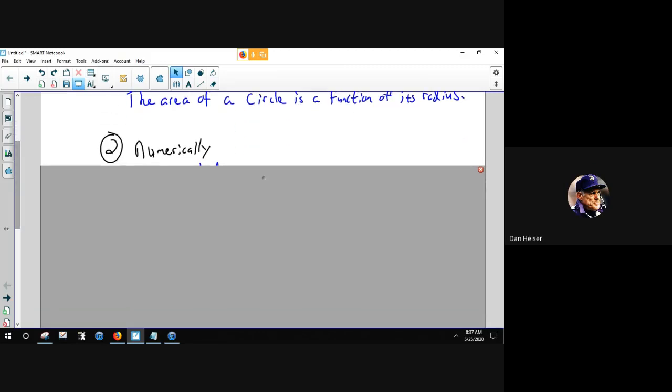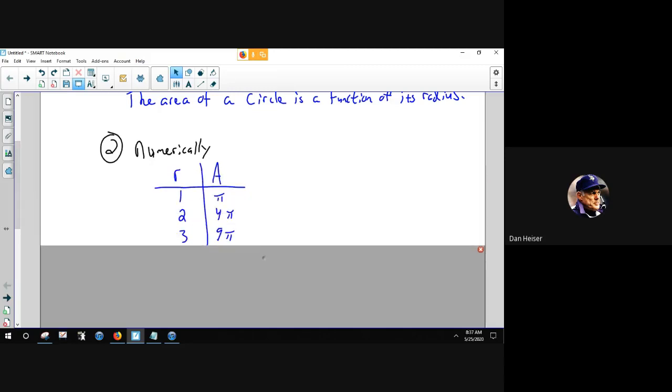So using the circle example from above, I can create a table with different radii and what the area is using that radius. For example, if I know the radius is 2, I know the area of that circle is 4 pi, and so on, and so on, and so on.